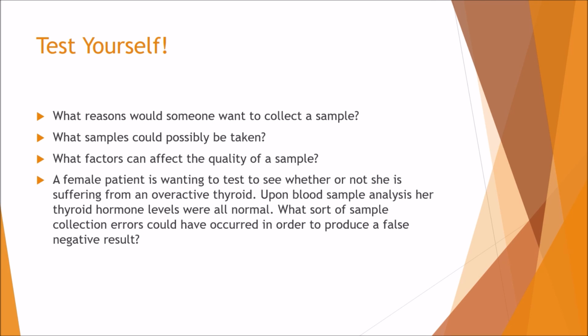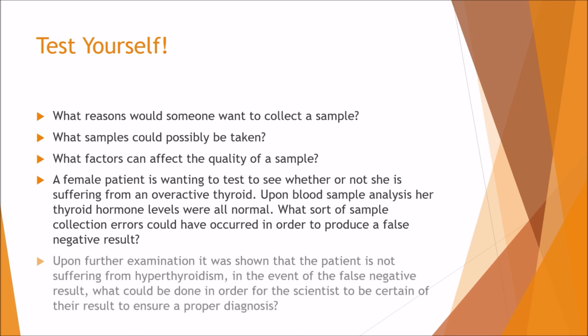And here is a case study. A female patient is wanted to test to see whether or not she is suffering from an overactive thyroid. Upon blood sample analysis, her thyroid hormone levels were all normal. So that's already strange. What sort of sample collection errors could have occurred in order to produce a false negative result? And then upon further examination, it was shown that the patient is not suffering from hyperthyroidism. In the event of the false negative result, what could be done in order for the scientists to be certain of their results to ensure a proper diagnosis?